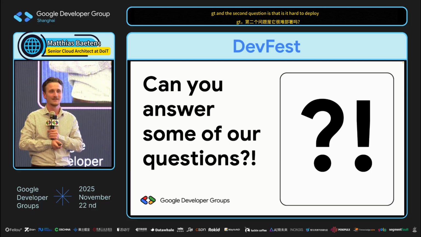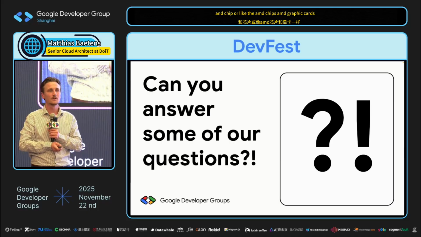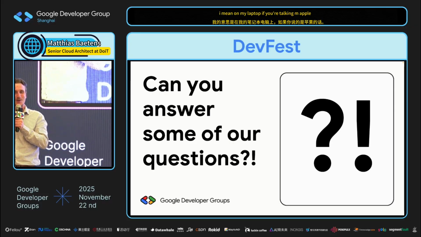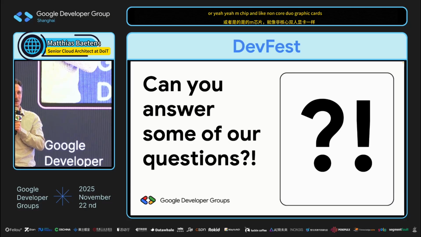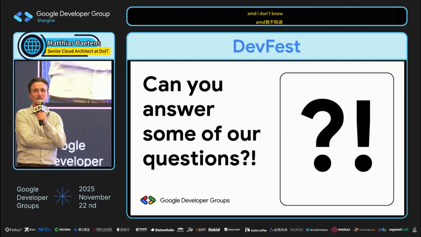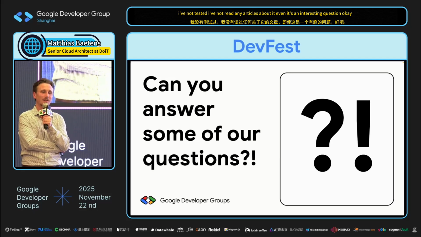Is it hard to deploy the model to M chip or like the AMD chips, AMD graphic cards? That I haven't tested. I mean, on my laptop, if you're talking Apple M chips? Yeah, M chip and like non-CUDA graphic cards. So Ollama abstracts it away for M chips that I know. AMD, I don't know. I have not tested. I have not read any articles about it even.